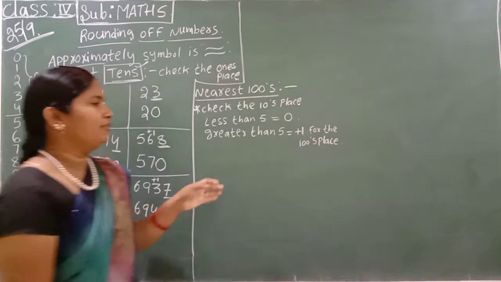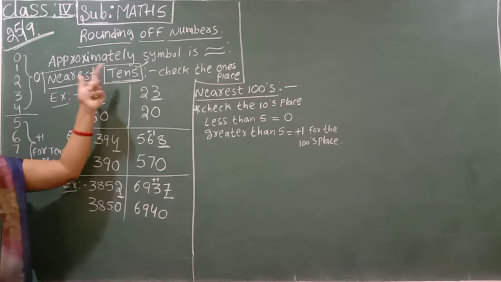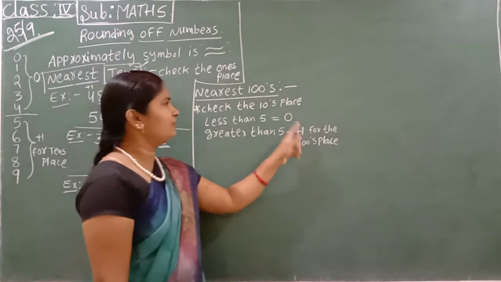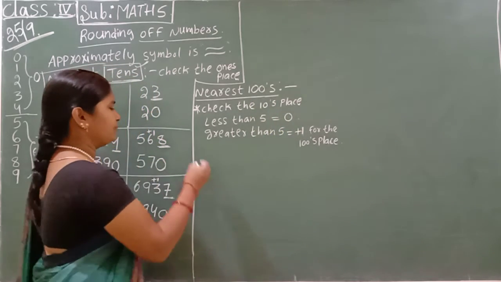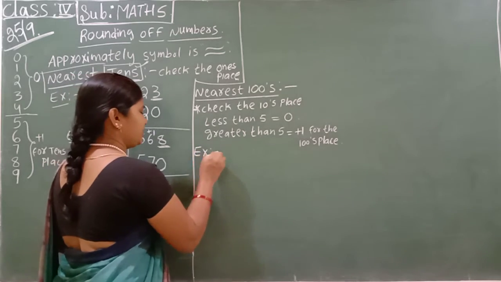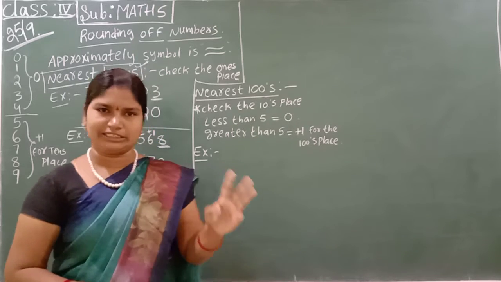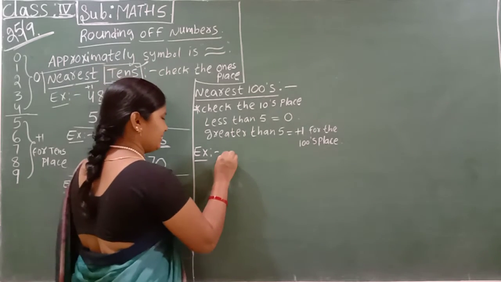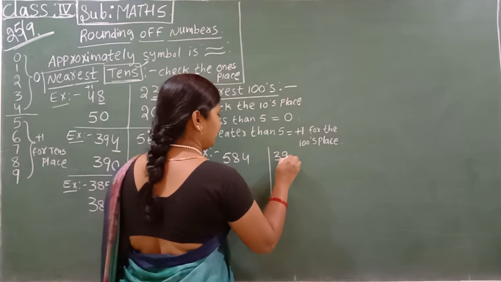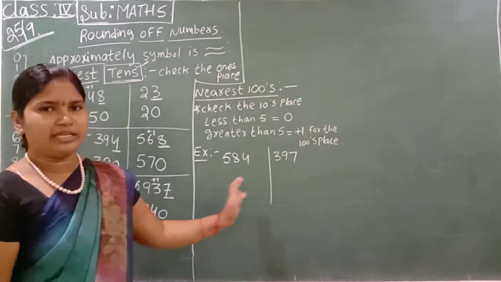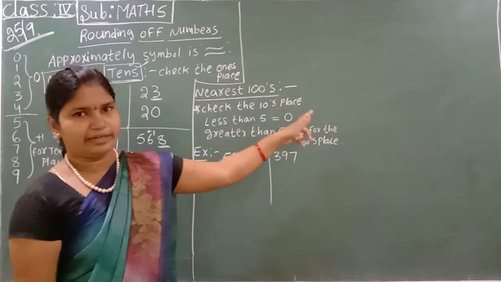Okay children, here we are adding 1 for the tens place. Why? Because we are writing nearest tens. Here add 1 for the hundreds place. Why? Because we want nearest hundreds. Okay. In this first example, nearest hundreds means it is start with a 3-digit number. For example, 584 and 397. These are the example numbers.